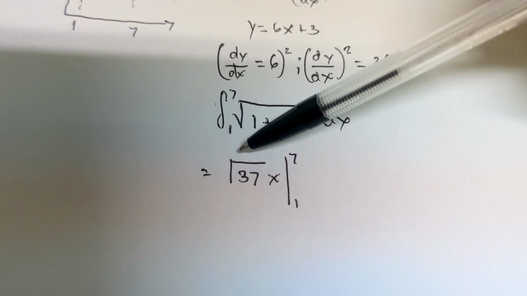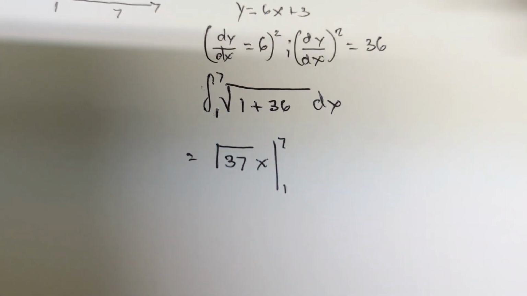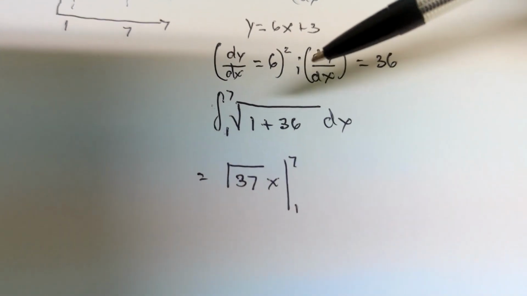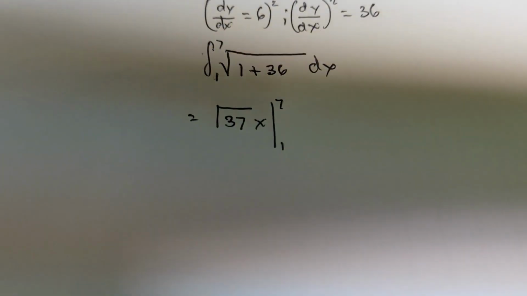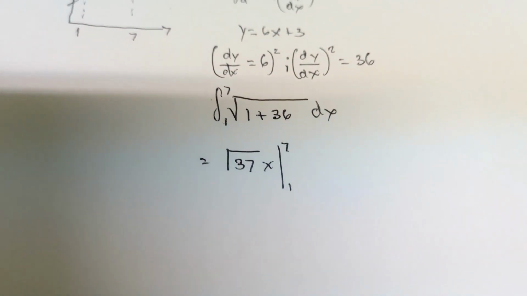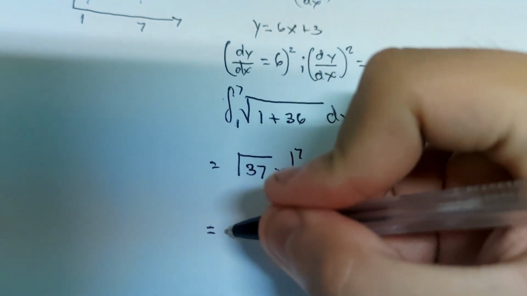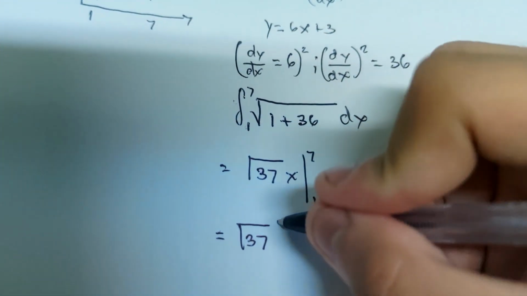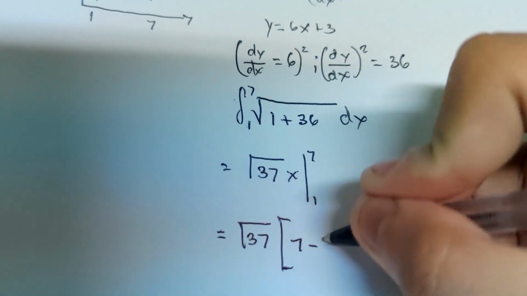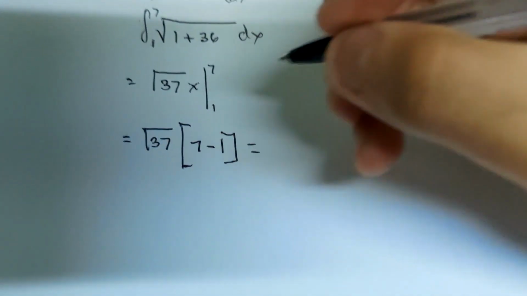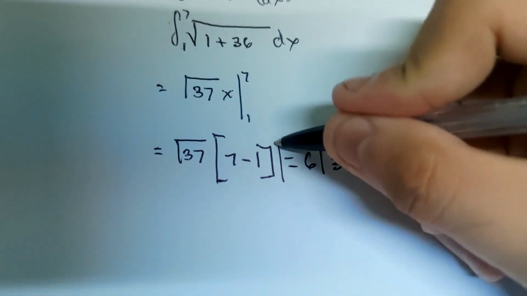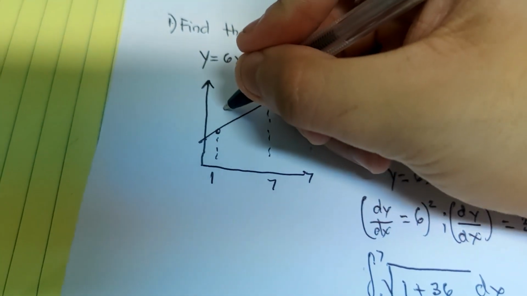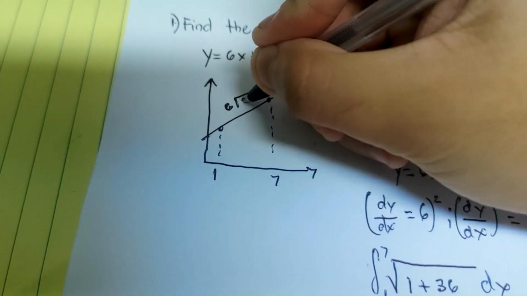Our 1 to 7 is from our limits. The 1 plus 36 is 37, and the integration of the square root of 37 dx will be the square root of 37 x. When we evaluate this, it becomes the square root of 37 times (7 minus 1), which becomes 6 square root of 37. This will be our answer, the value of our line here, which equals 6 square root of 37.